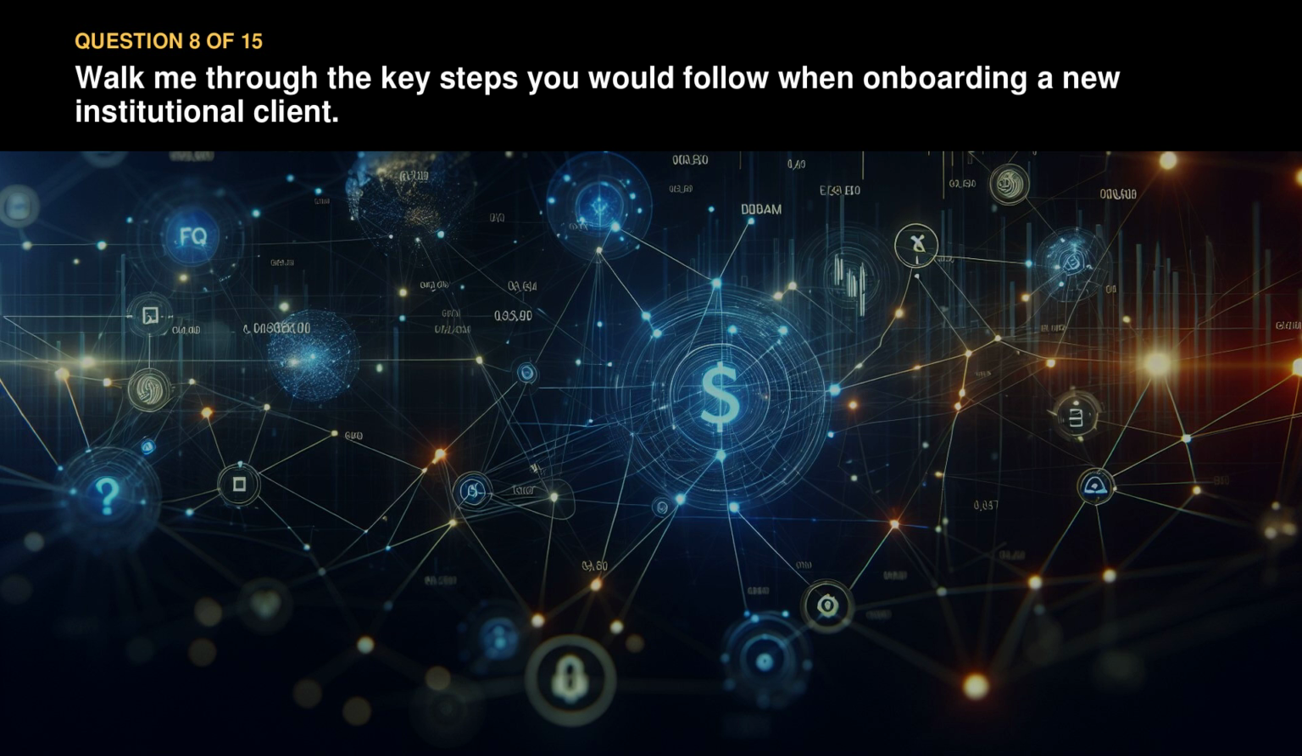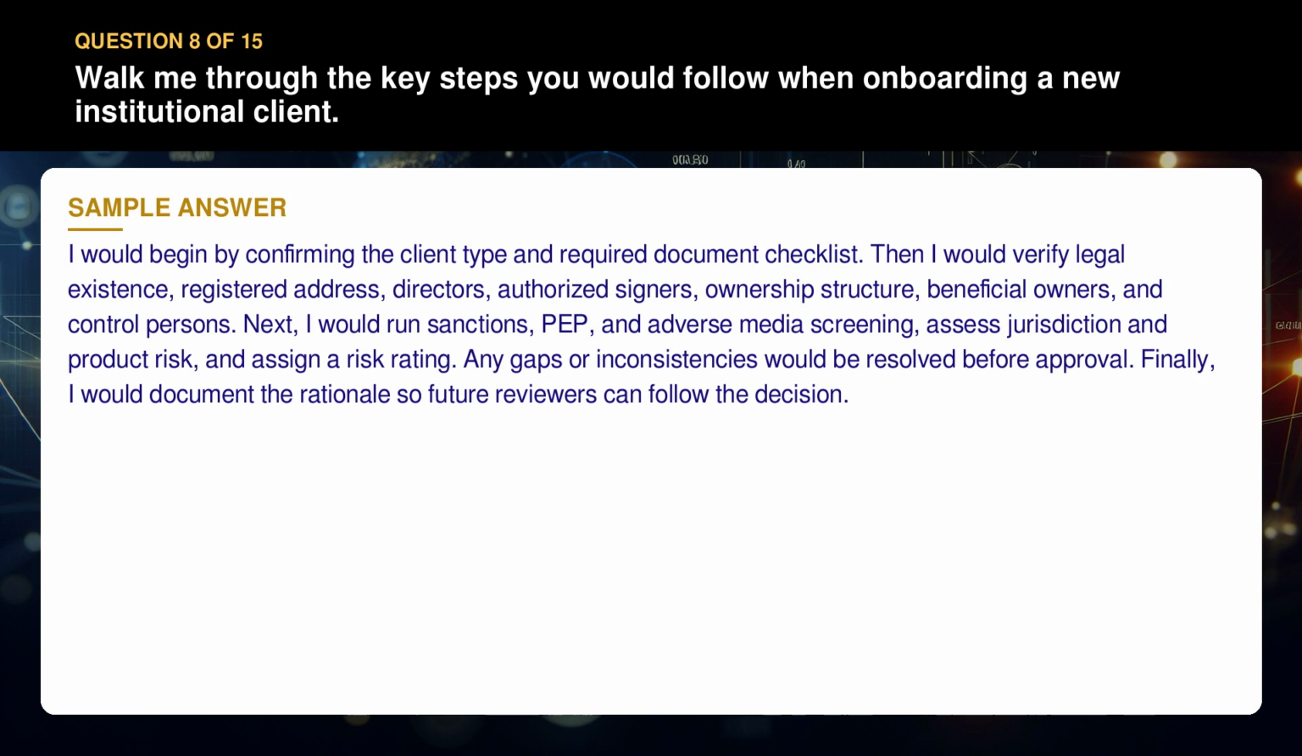Question 8. Walk me through the key steps you would follow when onboarding a new institutional client. I would begin by confirming the client type and required document checklist. Then I would verify legal existence, registered address, directors, authorized signers, ownership structure, beneficial owners, and control persons. Next, I would run sanctions, PEP, and adverse media screening, assess jurisdiction and product risk, and assign a risk rating. Any gaps or inconsistencies would be resolved before approval. Finally, I would document the rationale so future reviewers can follow the decision.